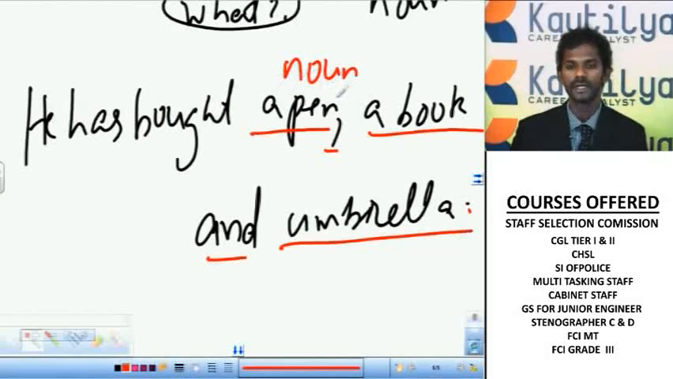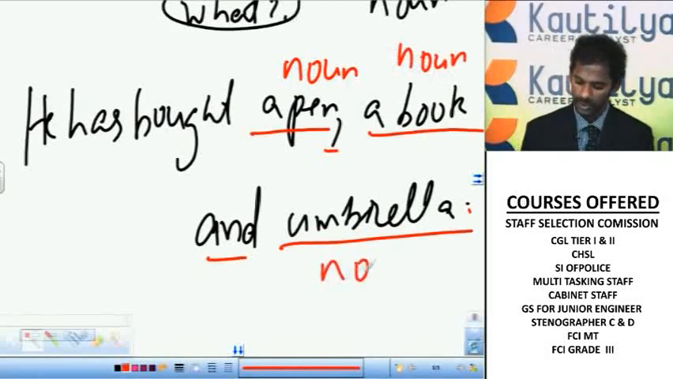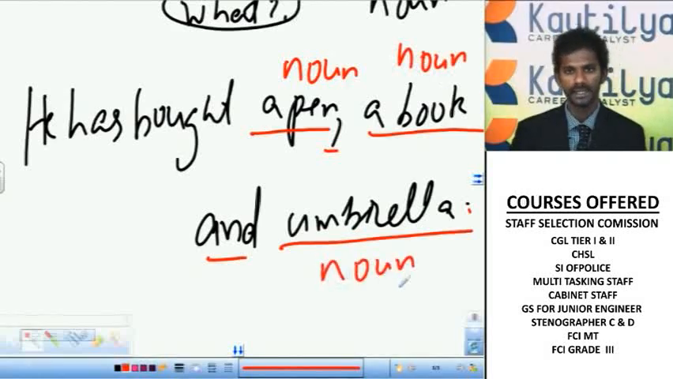So here the first idea is a noun, so all the other ideas must also be nouns. Second idea is book. That is also a noun. And the third idea is umbrella. That is also a noun. So there are 3 ideas in this sentence, and all the 3 ideas are single words, and all the 3 ideas are the same part of speech. Right? But still, this sentence is not correct.